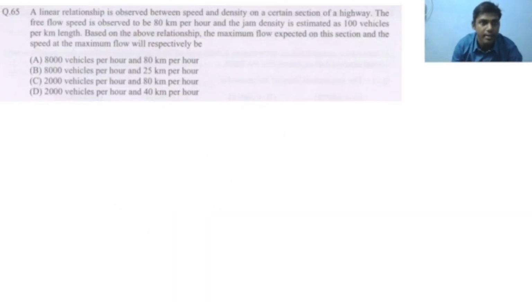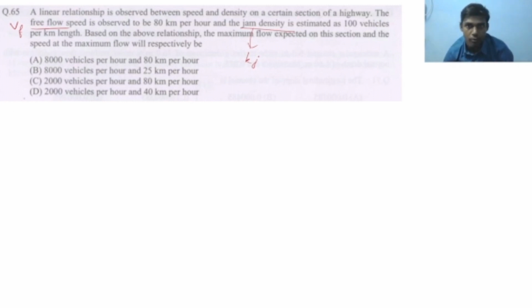Next question. A linear relationship is observed between speed and density on a certain section of highway. Free flow speed is observed as 80 km per hour. So free flow speed, Vf, is given as 80 km per hour, and jam density is estimated as 100 vehicles per kilometer length. So it is kj, that is jam density. Based on the above relationship, the maximum flow expected on the section and the speed at the maximum flow will be.